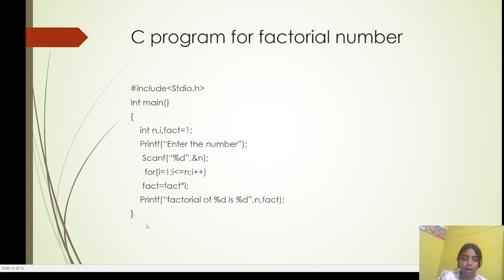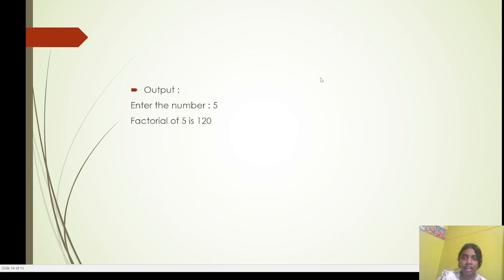So the i will be incremented to 6 and 6 is not less than or equal to 5. So the condition fails and the printf prints: the factorial of %d is %d, n and fact. The factorial of 5 is 120. When we enter the value 5, we get the output 120. When you enter the value 3, we get the output 6, and when you enter the value 4, you get the output 24.